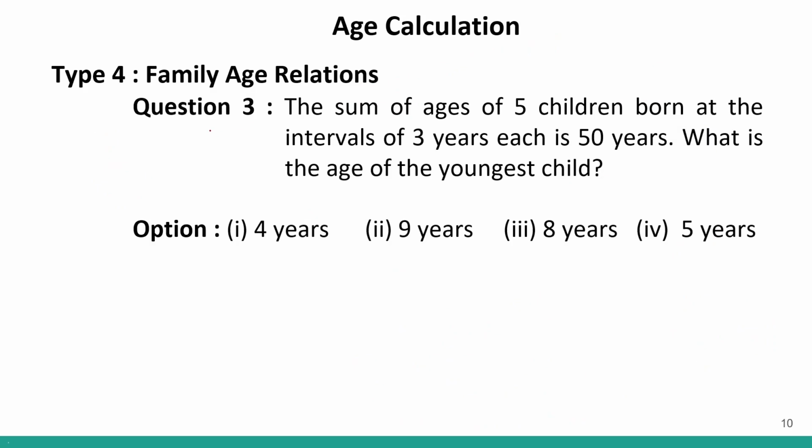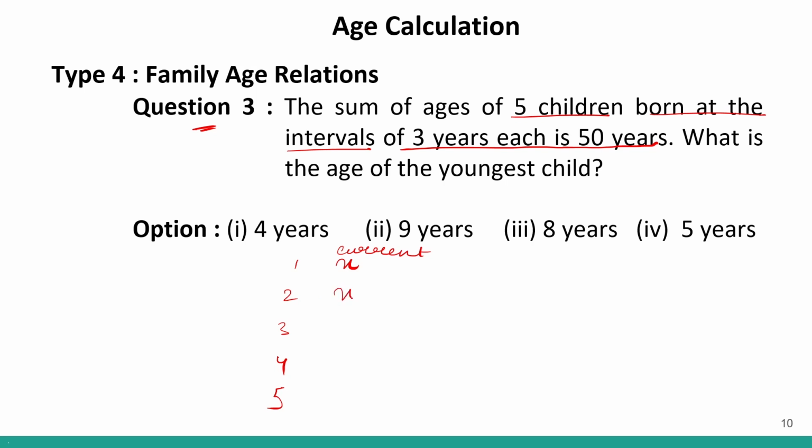Clear? Question number 3. The sum of ages of 5 children born at an interval of 3 years each is 50 years. So let's say the current age of one person, there are 5 children, right? So the first child is x.